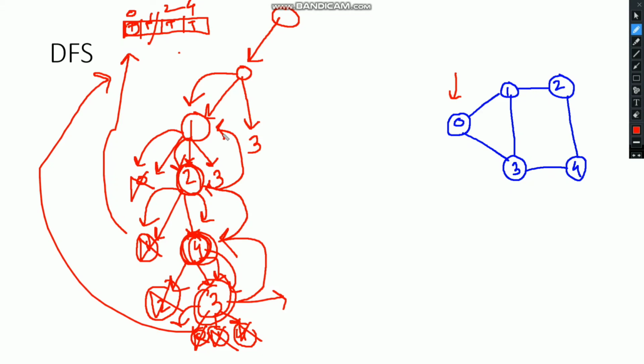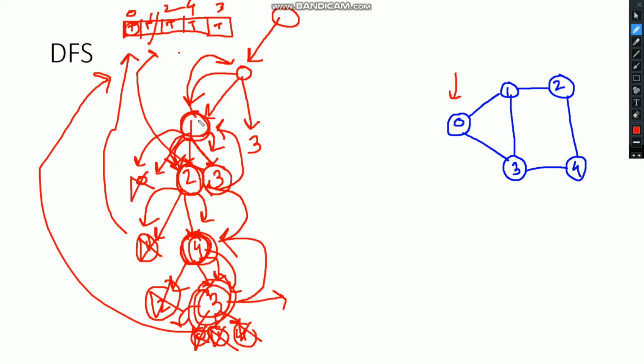The caller of vertex 2 was vertex 1. Now from vertex 1, we have visited vertex 2. Now we will iterate and check for vertex 3. Vertex 3 is also visited, we have already visited vertex 3. So again from vertex 1, there are no more vertices to be explored. So from vertex 1, I'll move to the caller of this vertex, which was vertex 0.